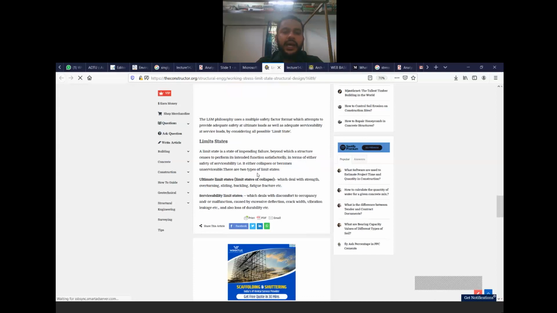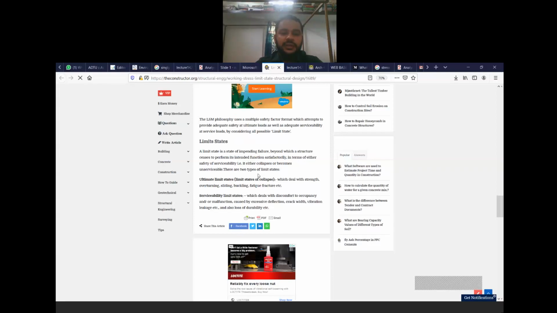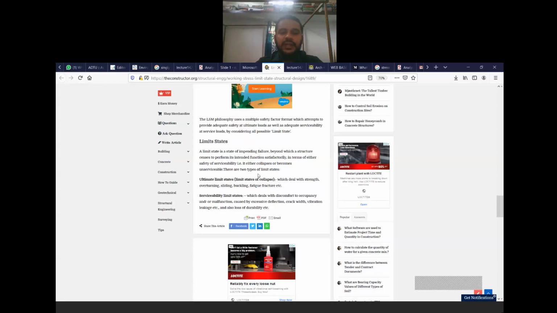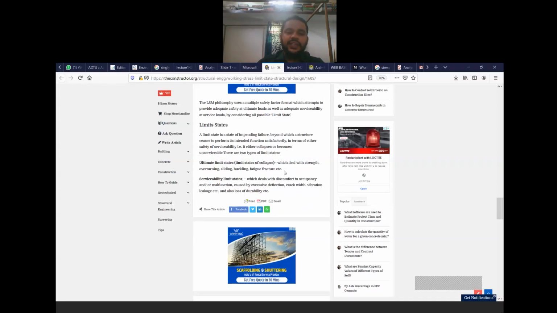Either can happen. Either it might collapse, that means your structure may fail and become unserviceable. That means you may not be able to use that particular building or structure. That particular state is known as limit state. Here we have to deal with two types of limit states: one is limit state of collapse or ultimate limit state, and the second is limit state of serviceability. Limit state of collapse deals with strength, overturning, sliding, buckling, fatigue, etc.